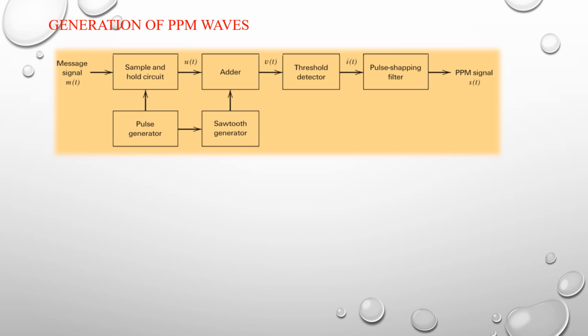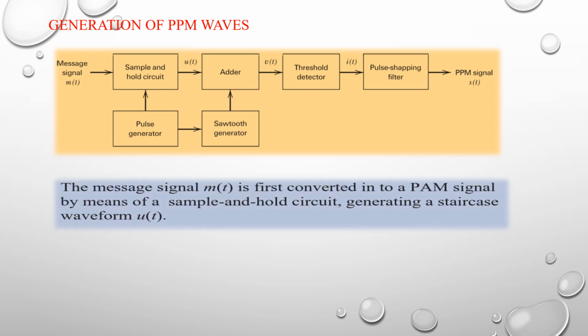v of t is applied to the threshold detector, and the threshold detector output is i of t. So i of t is applied to the pulse shaping filter. So across the pulse shaping filter, we receive the PPM signal. The message signal m of t. So this is the message signal.